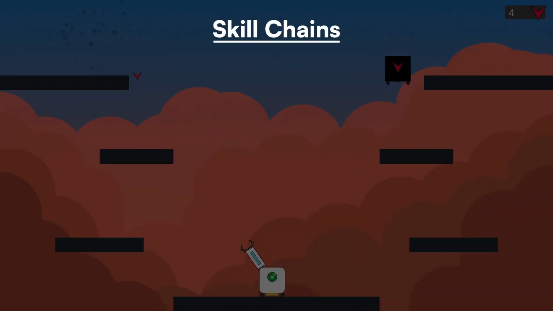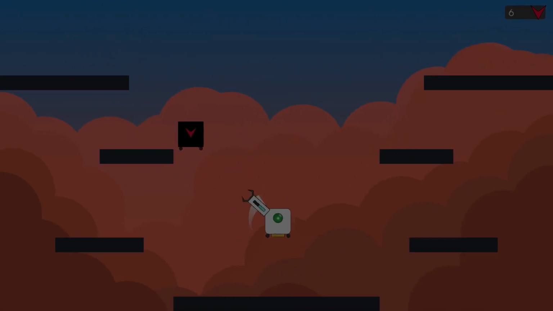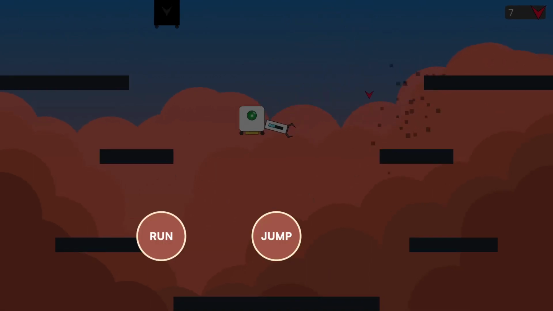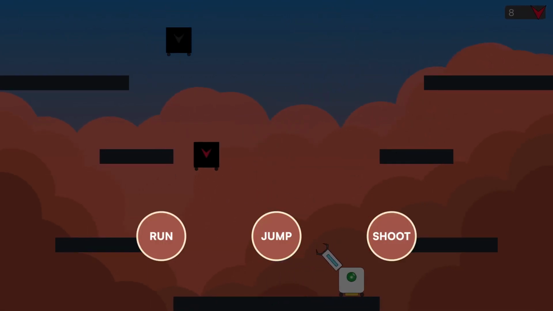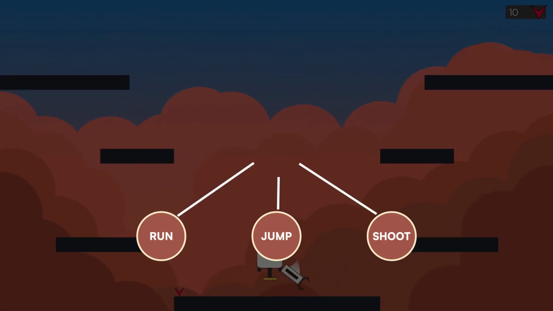Skill chains refer to how different player actions can be combined to perform different skillful acts within the game. For example, in the game of Team Fortress 2, when you're playing as soldier, running, jumping, and shooting are 3 separate actions that the player can take. However, combined, they can be used to achieve what's called rocket jumping, a high-skill activity that offers amazing mobility.